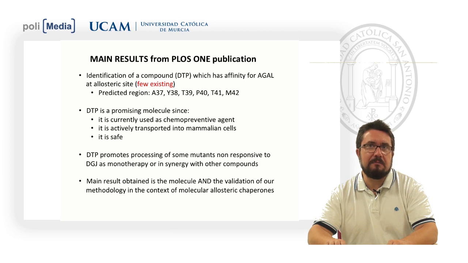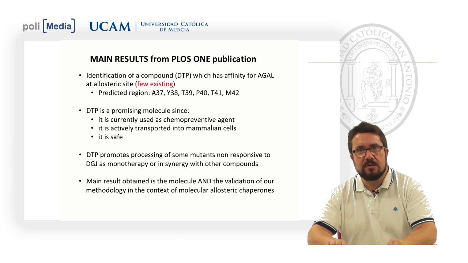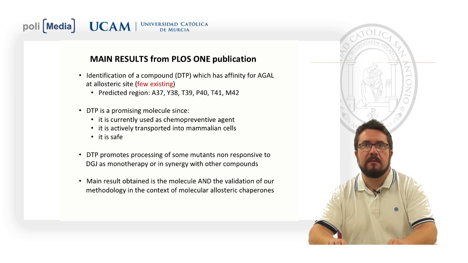From the other side, DTP is a very interesting compound. It is safe, it's not toxic, and it can also rescue some mutants that do not respond to the therapy with migalastat. So, in conclusion, the methodology developed here is very important. We call it blind docking, and it can predict compounds that interact with some focused parts of the protein and which are not in relationship with the active site on the enzyme.